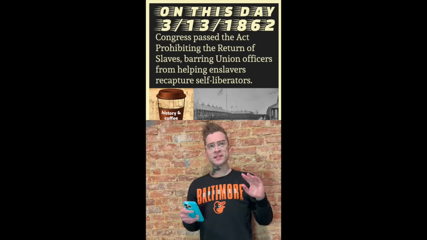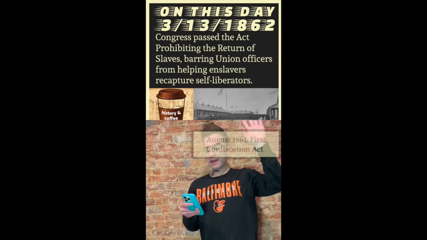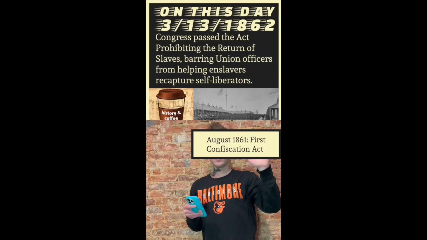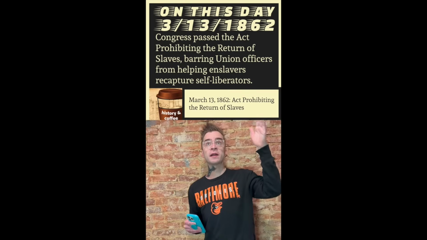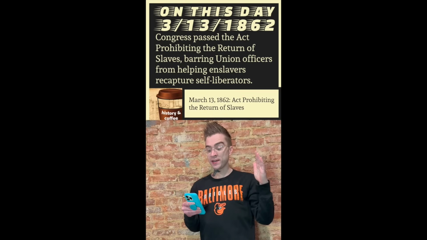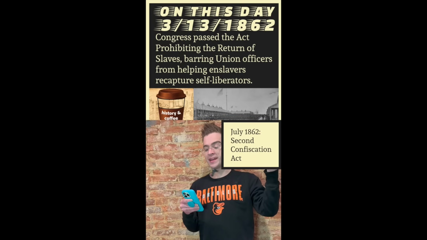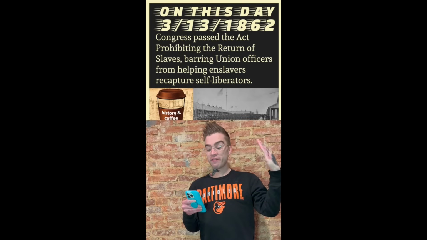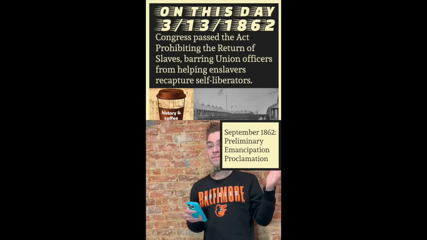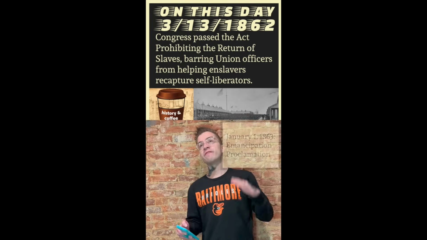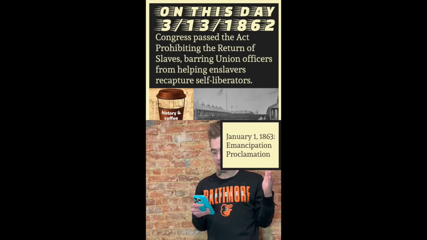So when we think about that timeline, we have the Fugitive Slave Act of 1850, then the first Confiscation Act in August 1861, followed by today's anniversary, the Act Prohibiting the Return of Slaves in March 1862, then the second Confiscation Act in July 1862, followed by the preliminary Emancipation Proclamation in September of 1862, and then finally in January 1863, the full Emancipation Proclamation.